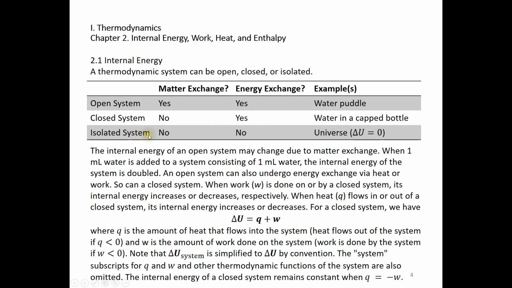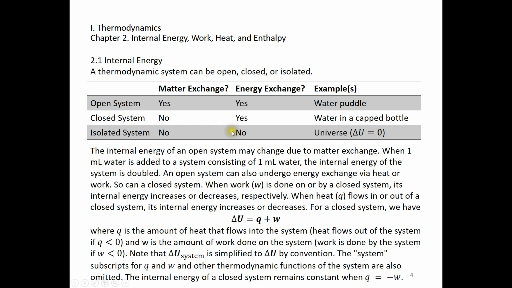Isolated systems cannot have any matter exchange or energy transfer. One example is the universe. We consider the universe an isolated system. Therefore, delta U for the universe is 0. The internal energy of an open system may change due to matter exchange. Here's an example. If you add 1 milliliter water into another system that consists of 1 milliliter of water, then the internal energy of the system is doubled, going from 1 mL to 2 mL.